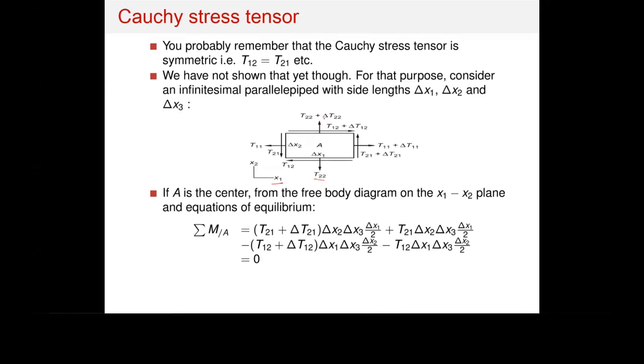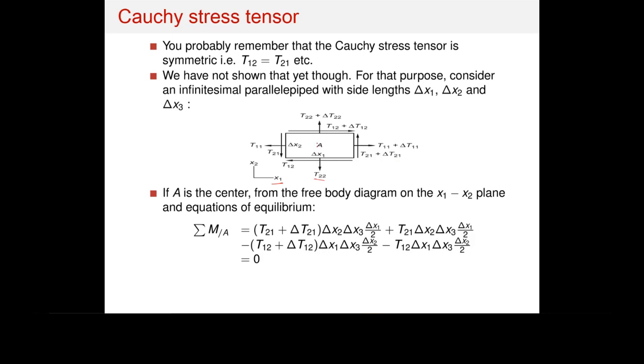So we have a high order term. This is delta T22. This high order term is the difference between the stress on this face and on this face. The same is true for all the normal directions, and the same is true for all the shear directions as well. So we have delta T21 and delta T12.